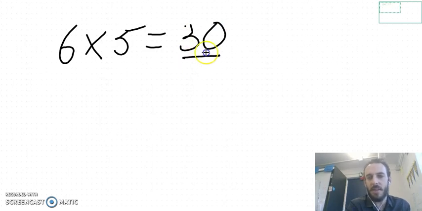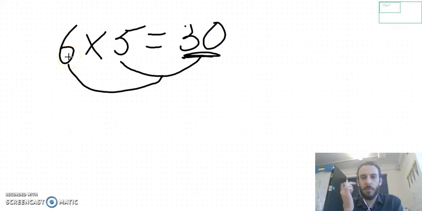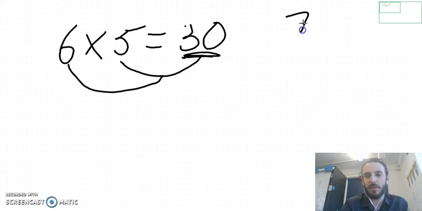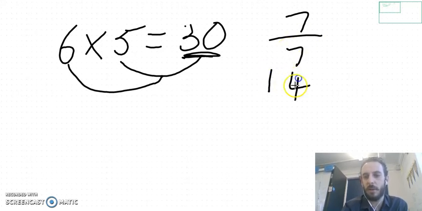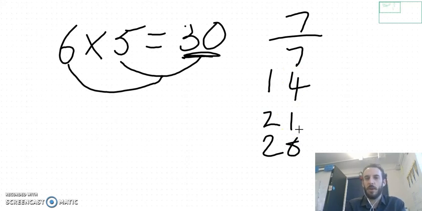So that means that 30 is a multiple of both 6 and 5, because you can multiply a number together to get it. The easiest way I like to think of multiples is your times tables. So if you're asked to list the multiples of 7, it's as easy as going, well, 7 times 1 is 7, 7 times 2 is 14, times 3 is 21, times 4 is 28, and so on and so forth.